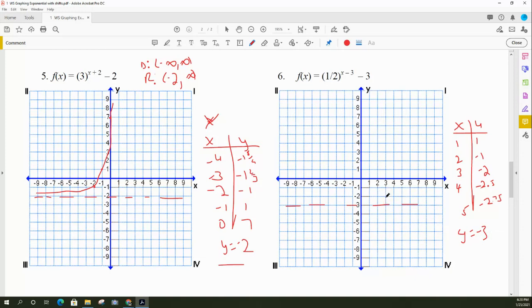Plot these points. 3, -2. 2, -1. 1, 1. And so the graph is going to be a decay function that has been shifted over to the right 3 spots and down 3. My domain is all real numbers. And my range is all real numbers greater than -3.